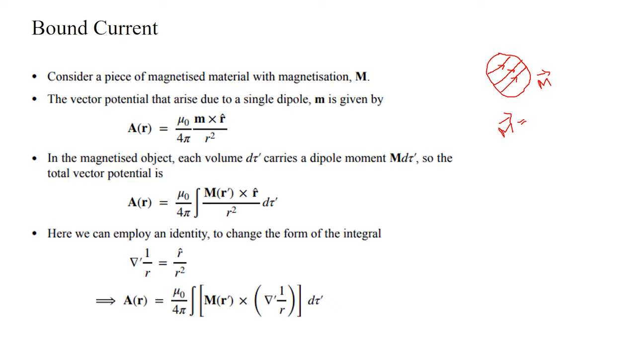Let's take a magnetized object, where each volume d tau prime carries a dipole moment M d tau prime, so that the total vector potential is calculated at the point R. To calculate the vector potential, we take a small volume near R prime, which is d tau prime.